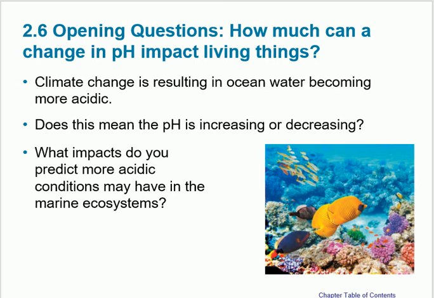Because every single one of the organisms on Earth, they need a specific pH. Acidic a little bit, alkaline a little bit. Every organism has its own optimum pH. When you change the pH, make it acidic or basic, they cannot survive.